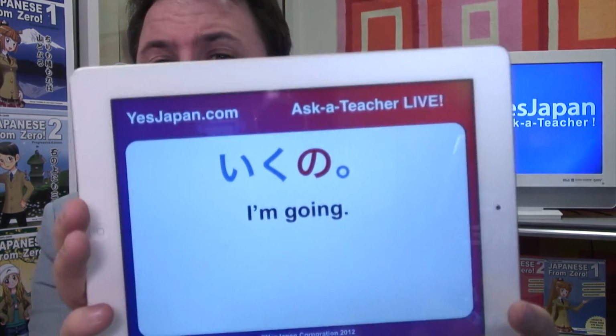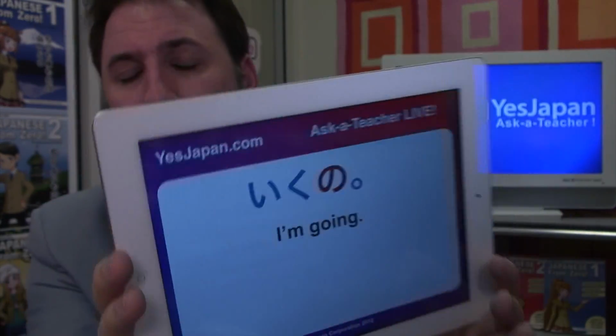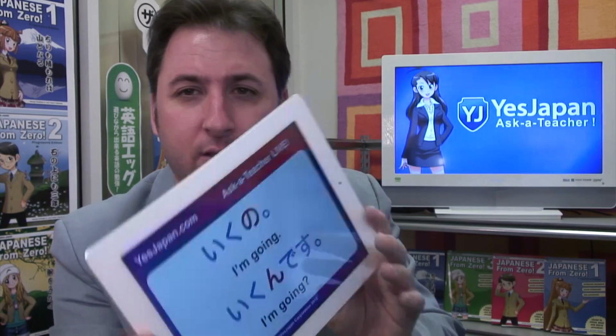Then there's this. Notice there's no question mark. Ikuno. Now, this has nuance. Ikuno. I'm going. It's a determination. I'm determined. Ikuno. I'm going. Or it's somber. Ikuno. Yes, I'm going. Iku. Going. Ikuno.